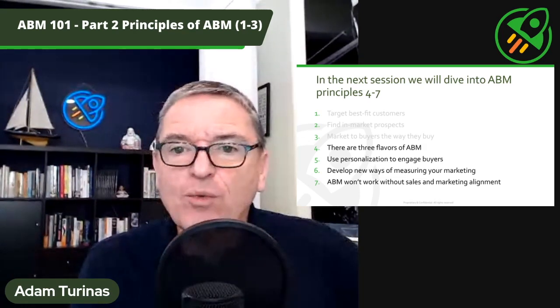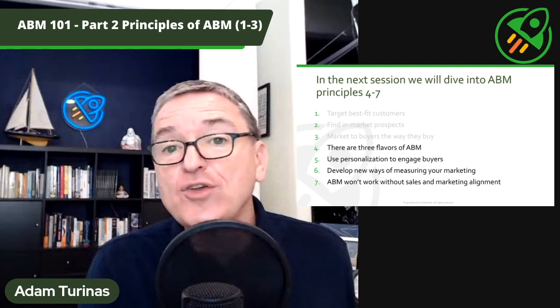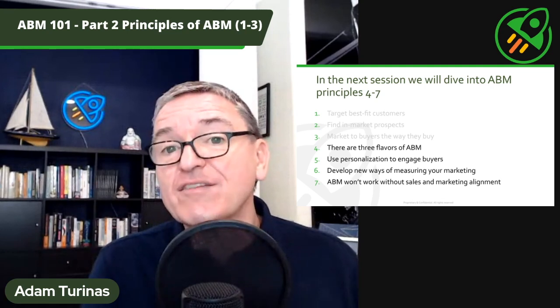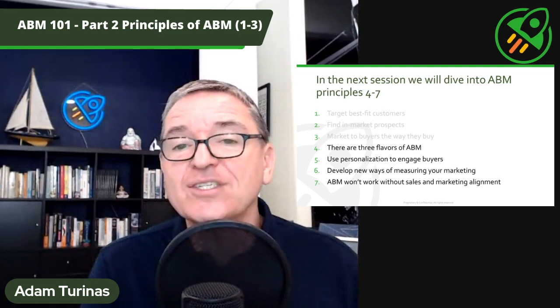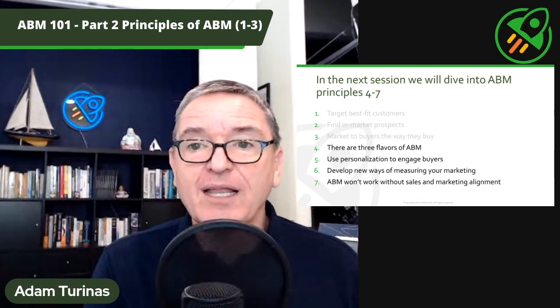Okay, so in this session, we reviewed principles 1 through 3. In the next session, we're going to go through principles 4 through 7, and that's about the flavors of ABM, using personalization, maybe some new set of measures to use, so the ABM measures, and then lastly, the importance of marketing alignment.